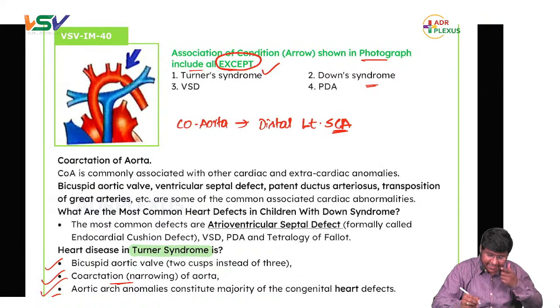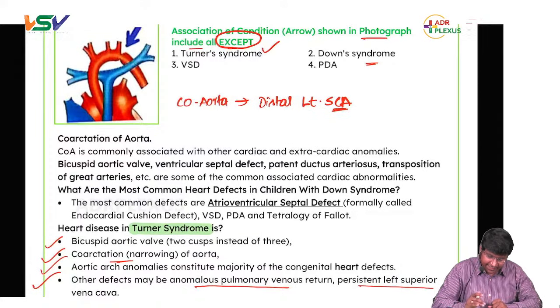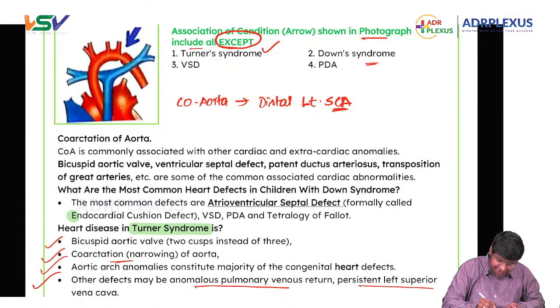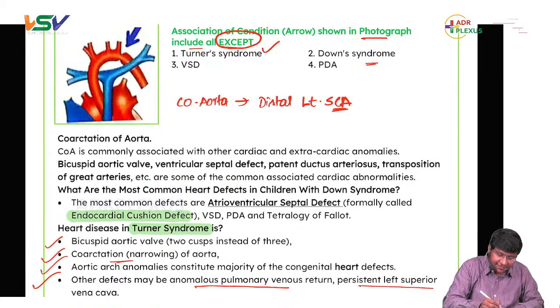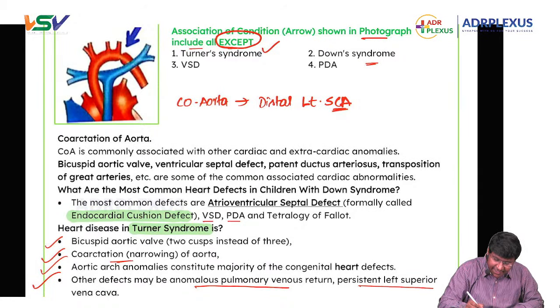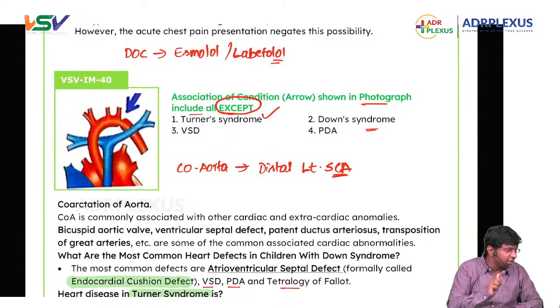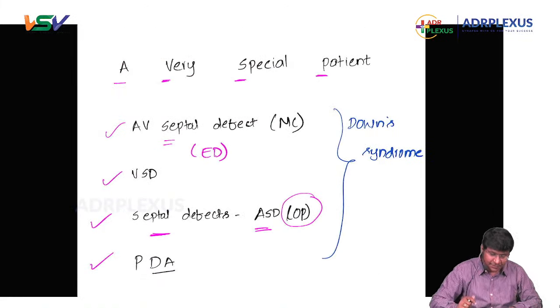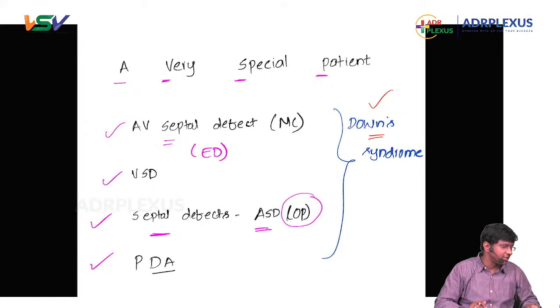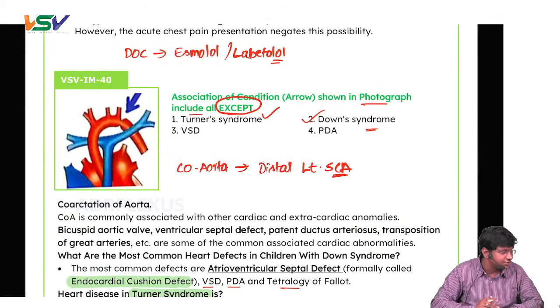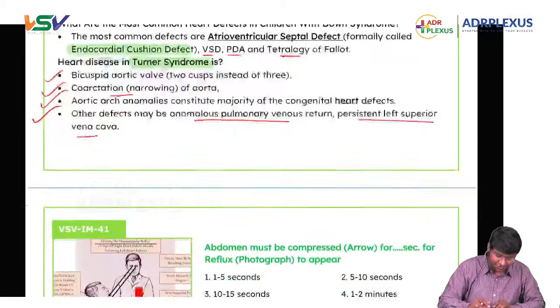Any other? Right. So that is your Down syndrome. In case of Down syndrome, what did we discuss? A very special patient, that is atrioventricular cushion defect or atrioventricular septal defect, and the other features that will be there in case of Downs will be VSD, PDA, and as well as tetralogy of Fallot. Right. So in case of Down syndrome, you don't have the association of the coarctation of aorta. Already just now I have given you this mnemonic, right? So a very special patient. These are the congenital heart diseases that you see in case of Down syndrome. That is atrioventricular septal defect, then VSD, septal defect, that is ostium primum type of ASD, then PDA, and you don't have this coarctation of aorta as a part of the Down syndrome. Right. So the answer is second option.